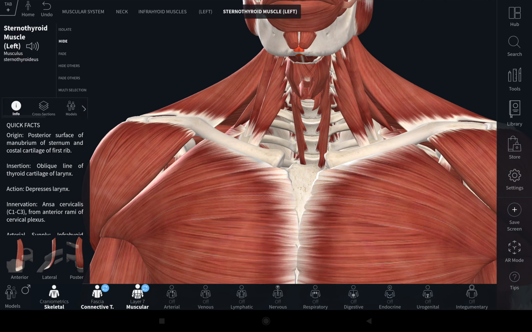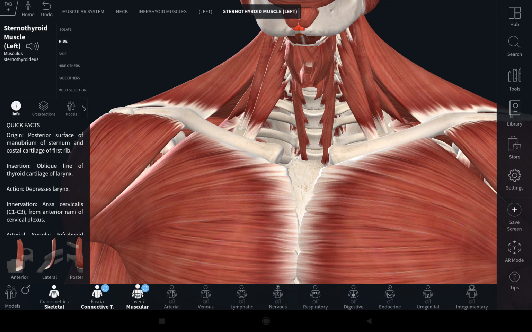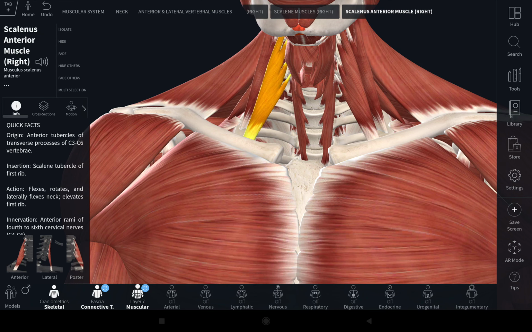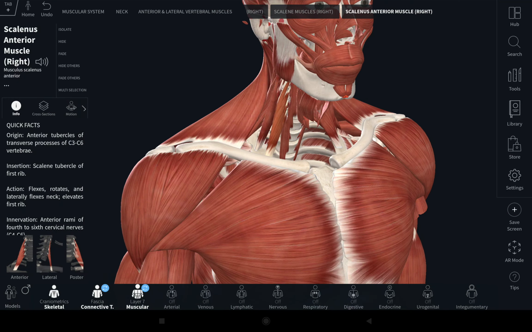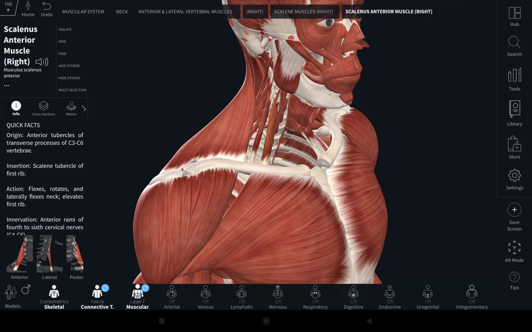Then the muscles exposed here are the scalenus anterior muscle. Here there are three scalenus muscles, very important. The scalenus muscles are very important for different reasons, mainly for relations with the important neurovascular structures like subclavian artery, brachial plexuses, etc. So look carefully.